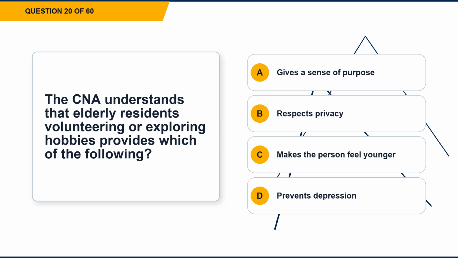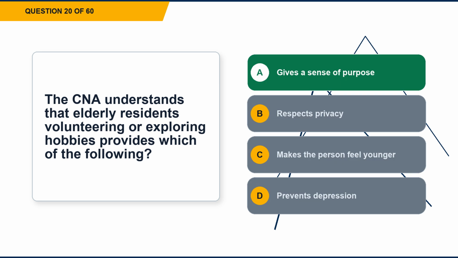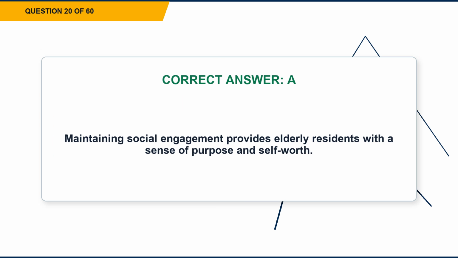Question 20. The CNA understands that elderly residents volunteering or exploring hobbies provides which of the following? Option A, gives a sense of purpose. Option B, respects privacy. Option C, makes the person feel younger. Option D, prevents depression. The correct answer is option A, gives a sense of purpose. Explanation. Maintaining social engagement provides elderly residents with a sense of purpose and self-worth.